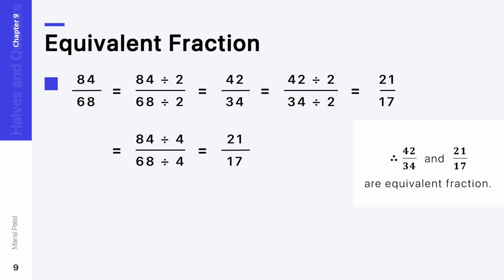One thing you have to remember: when you find the equivalent fraction of a given number, and you do multiplication, then you get a larger value as compared to your question. But if you do division to find the equivalent fraction, then you get a smaller value as compared to the given fraction.